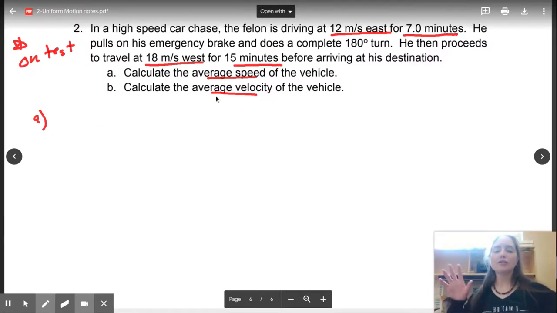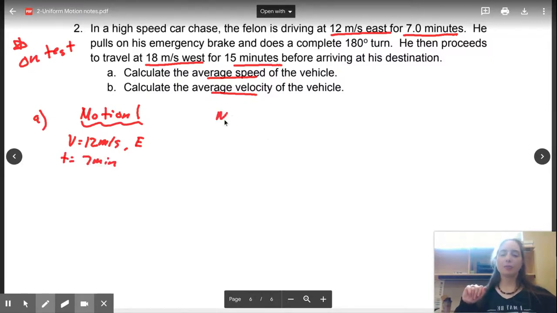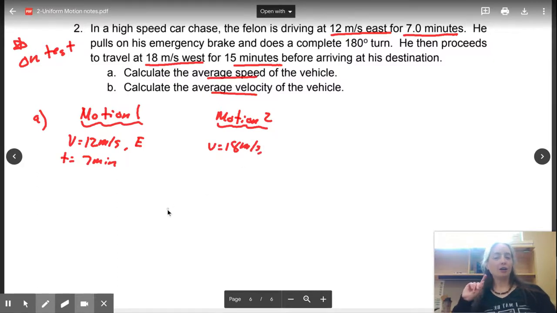So I'm going to call each of these 2 different types of motion. We'll call this first one motion 1. All right, so we're going at 12 meters per second east for a time of 7 minutes. And for motion 2, he's going at 18 meters per second. Now we did a 180-degree turn. So that means we're going, and it even says there, we're going west.